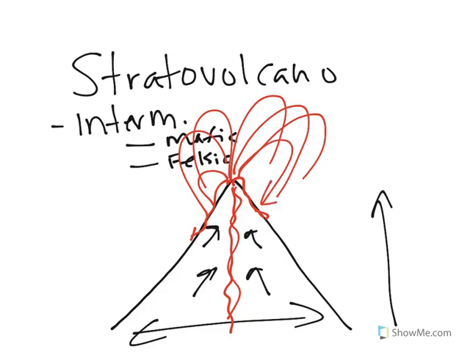So remember, our stratovolcano is made from intermediate. Because it's made from intermediate, it has mafic and felsic characteristics.